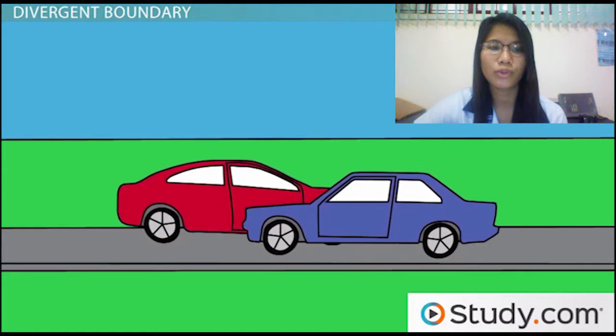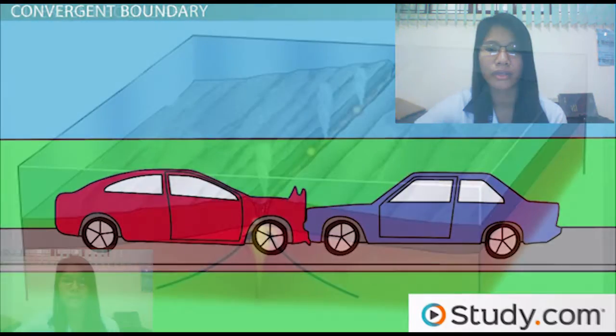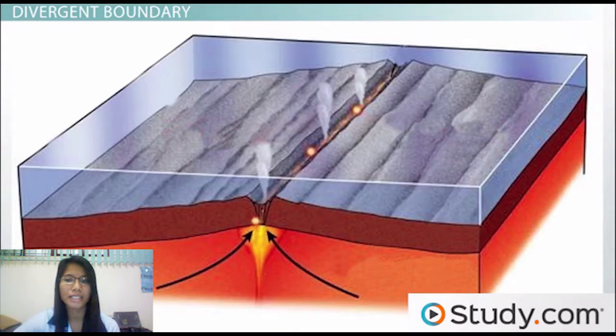Now, as plates pull apart, several things may occur. First of all, volcanic activity is common. If a continent happens to be a place where a divergent boundary occurs, then the continent will begin to be torn apart as the sides of the plates separate, creating a rift valley.